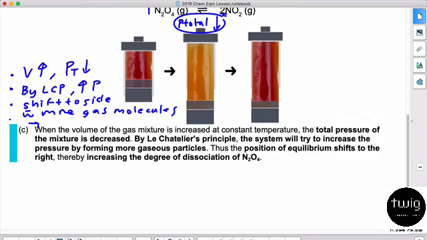This gas is normally quite okay for pressure. Right?